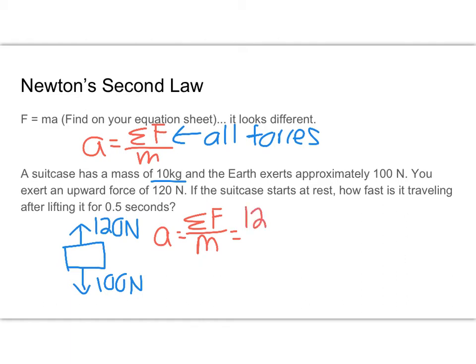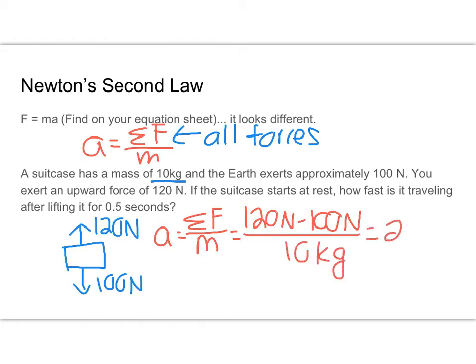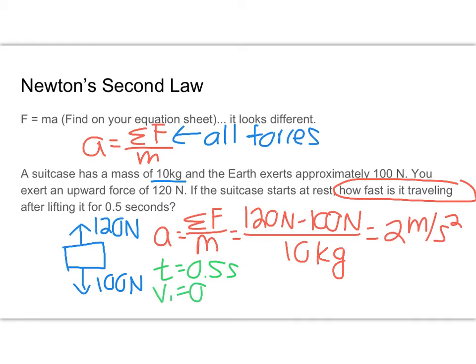So I have 120 newtons up, and then I have 100 newtons down, and I have that over 10 kilograms, which I got from my problem. So doing some math, this is going to give me 2 meters per second squared. Now at this point, I can start figuring out how fast it is traveling after 0.5 seconds. So let's write down things that I know. I know my time equals 0.5 seconds, velocity initial equals 0, and we figured out my acceleration at 2 meters per second squared. And we are looking for velocity final.